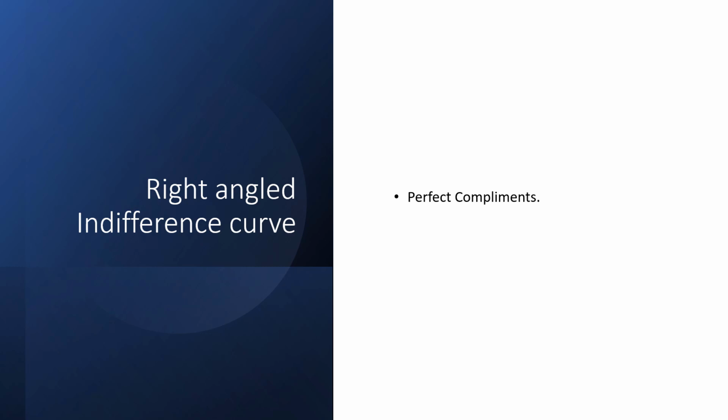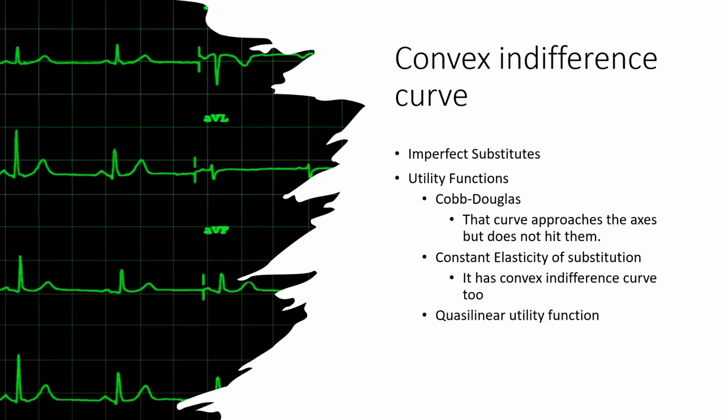Convex indifference curve. The indifference curve is convex for imperfect substitutes, and in this we have utility functions like Cobb-Douglas. That curve approaches the axes but does not hit them.